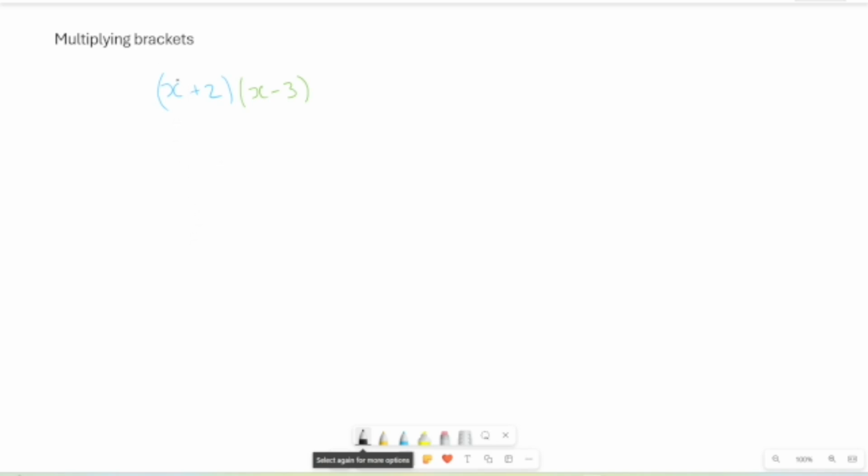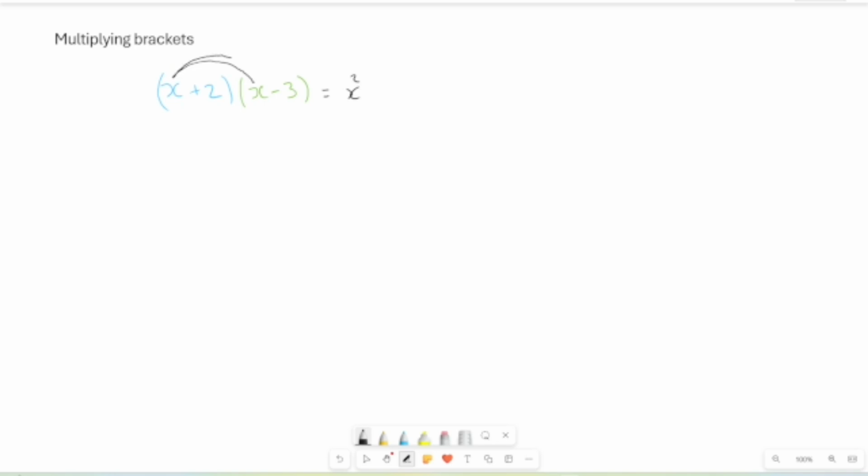And what we can do is put a line up here to show which one we're doing. So the first thing I'm going to do is this x here times that x there. And x times x gives x squared. Then this x has got to multiply the other thing in this bracket, which leaves us with the minus 3.